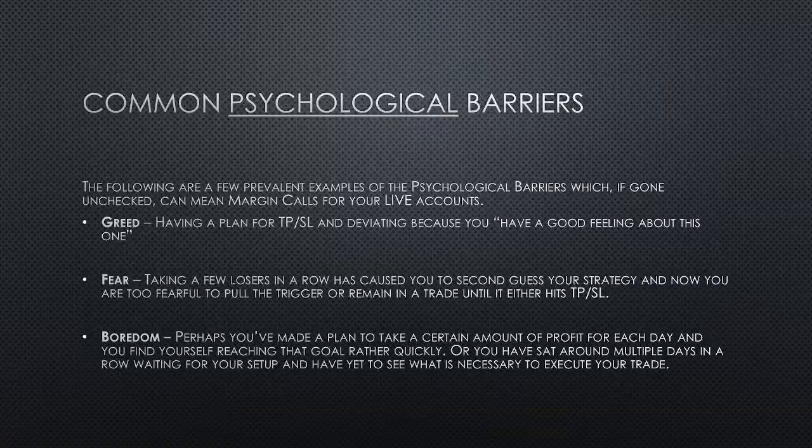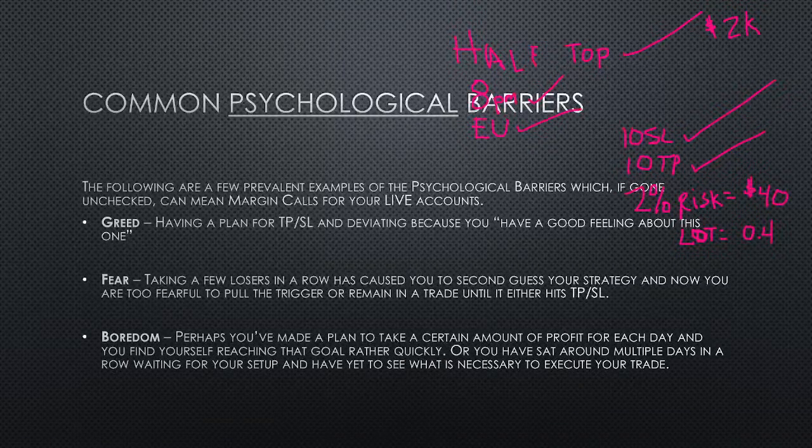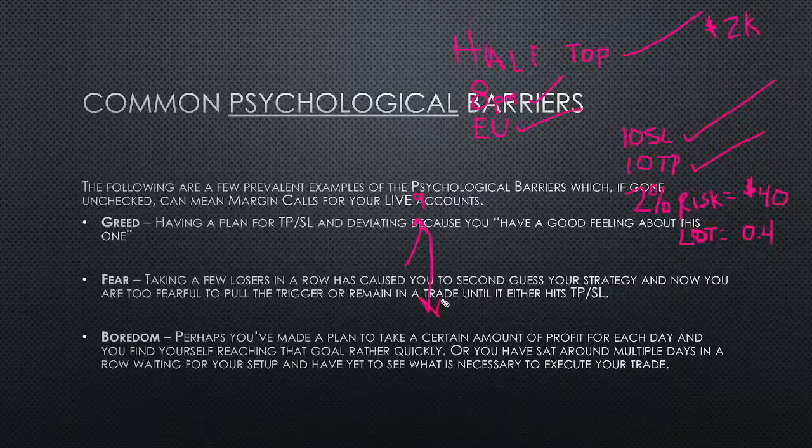Okay. Fear. Taking a few losers in a row has caused you to second guess your strategy. And now you're too fearful to pull the trigger or remain in a trade until either take profit or stop loss hits, right? So you've got your trade plan, 10 pip stop loss, 10 pip take profit, right? And the trade goes up a little bit. Let's say this, because I see this really common, 9 pips. Let's say it goes 9 pips, and then it goes down. And now it's at 7 pips, right?